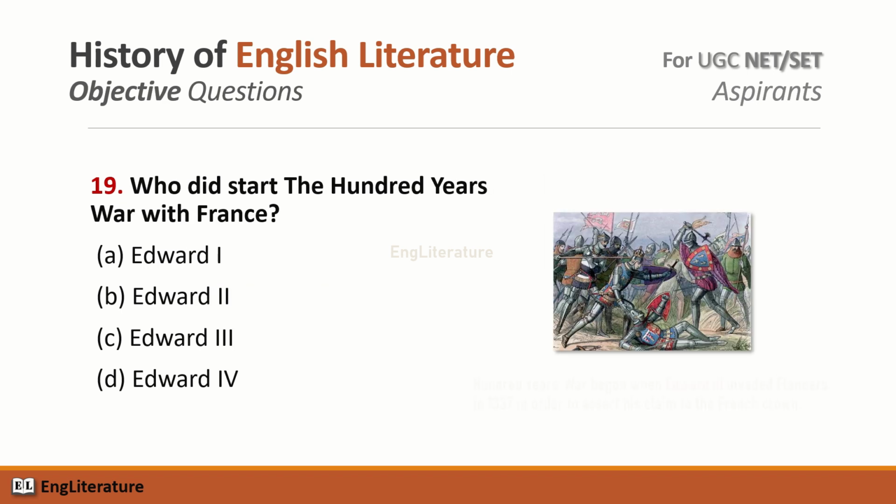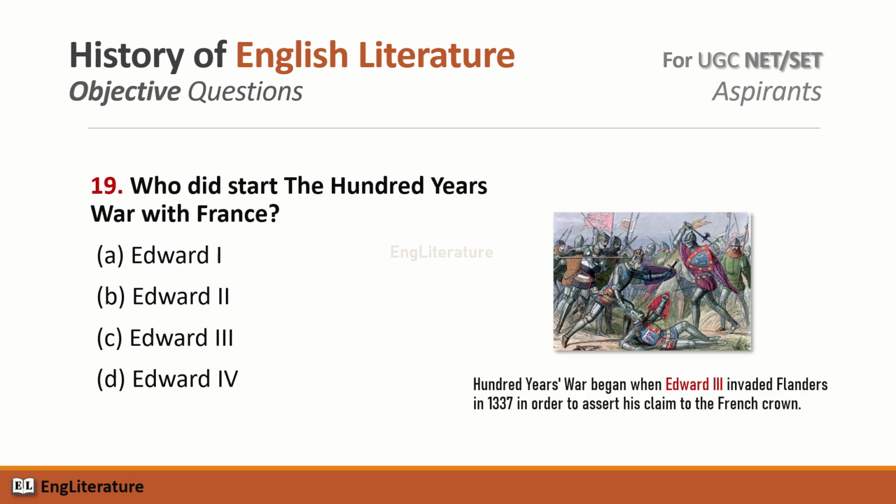Who started the 100 Years' War with France? The 100 Years' War began when Edward III invaded Flanders in 1337 in order to assert his claim to the French crown. Here the right choice is number C. Edward III started the 100 Years' War with France.